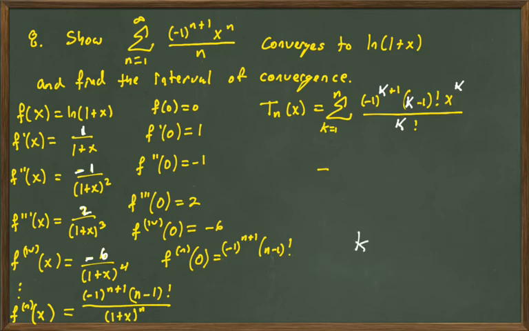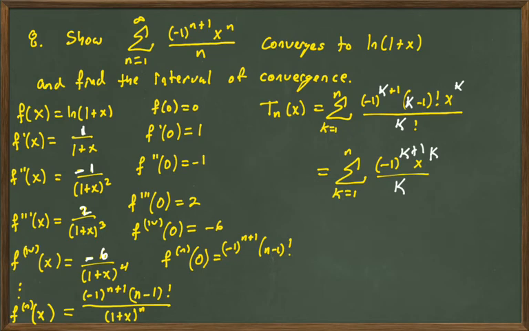So k minus 1 factorial over k factorial, we can write that as k times k minus 1 factorial, and so those k minus 1 factorials will cancel, and we're left with just k in the denominator. So the sum k equals 1 to n of negative 1 to the k plus 1, x to the k, all over k. That is our nth degree polynomial. In this case, it's a Taylor or a Maclaurin polynomial because we're centered at 0.